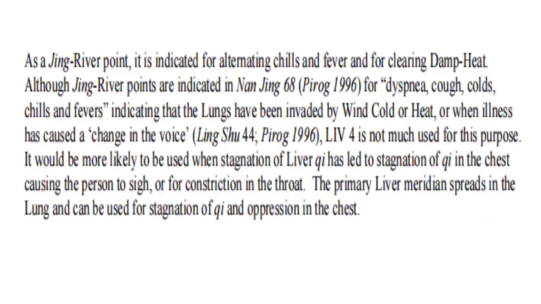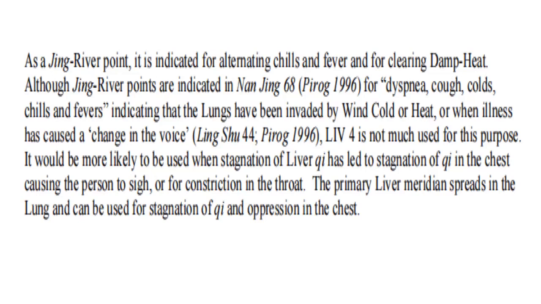As a Jing-River point, it is indicated for alternating chills and fever and for clearing damp heat. Although Jing-River points are indicated in Nanjing 68 for dyspnea, cough, colds, chills, and fevers, indicating that the lungs have been invaded by wind, cold, or heat, or when illness has caused a change in the voice, Liver 4 is not much used for this purpose.